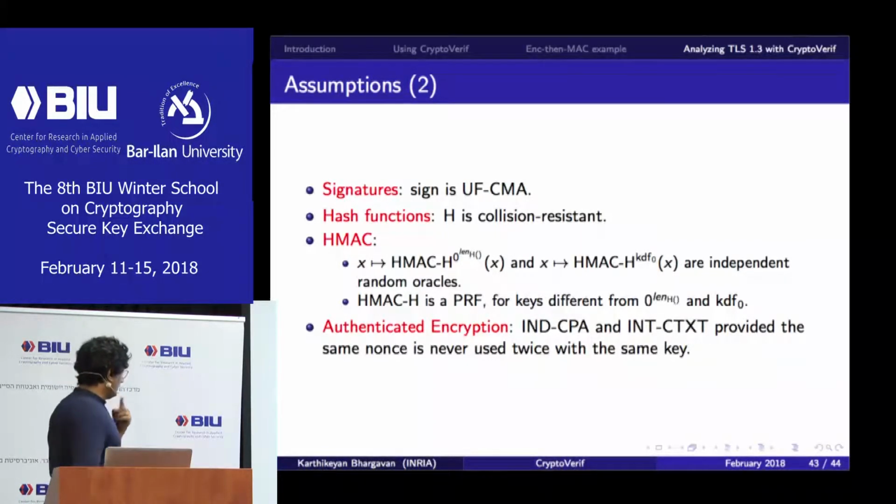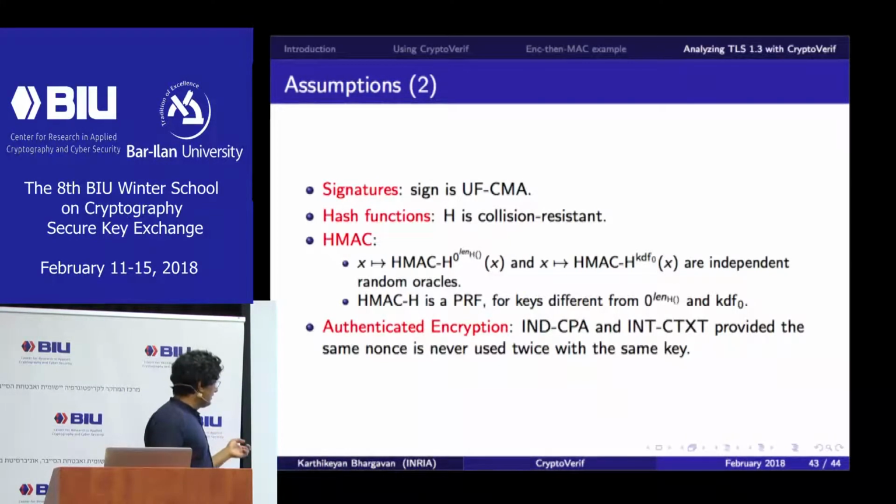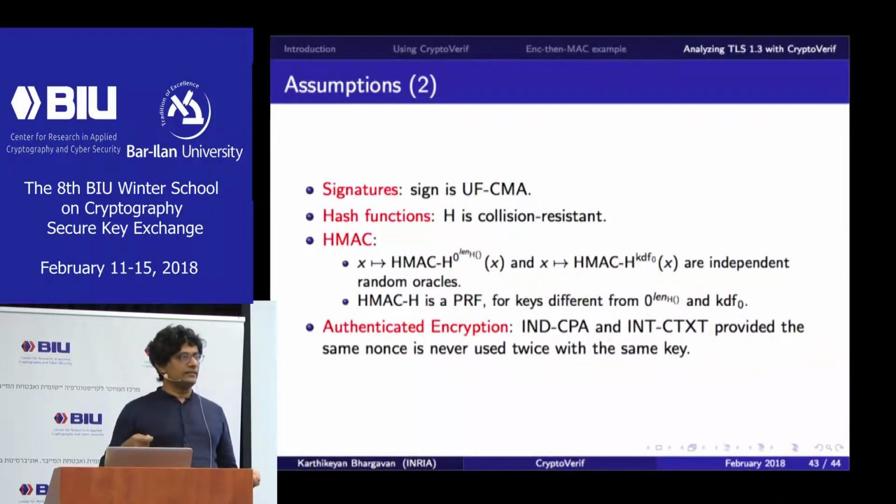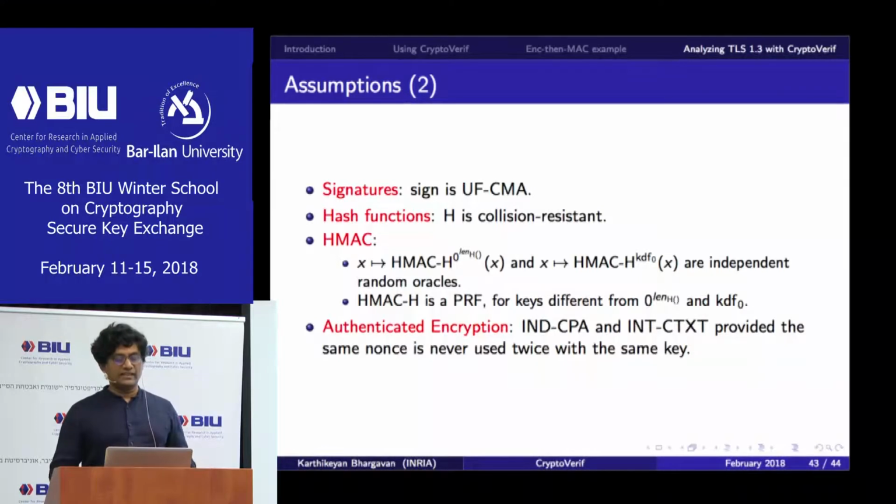Okay, and for the authenticated encryption algorithm, we use pretty reasonably standard assumptions: that it's IND-CPA and INT-CTXT, and assuming that the same nonce is never used twice with the same key. In fact, in TLS 1.3, we can show that the same nonce will never be used twice with the same key, and so that's as strong as we need it.